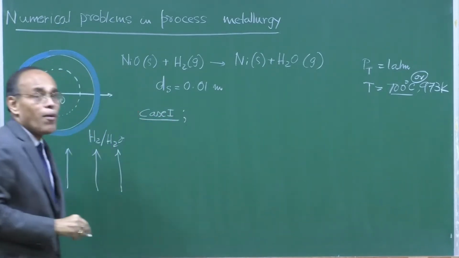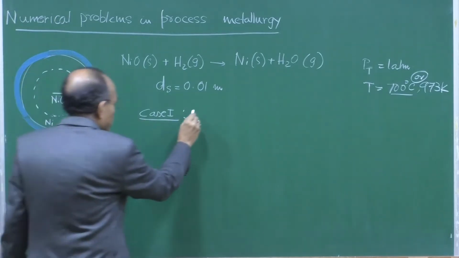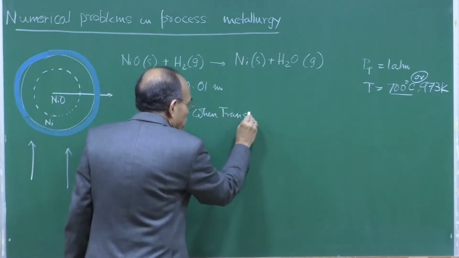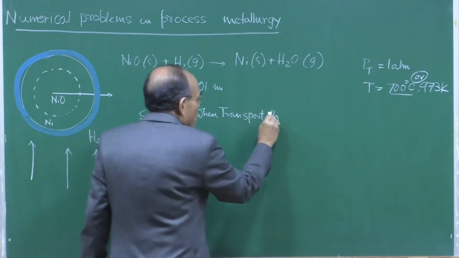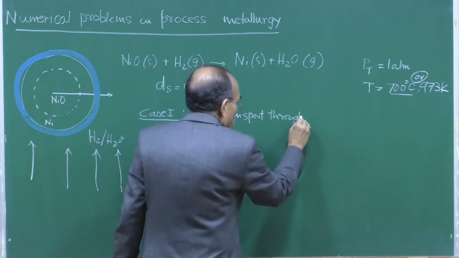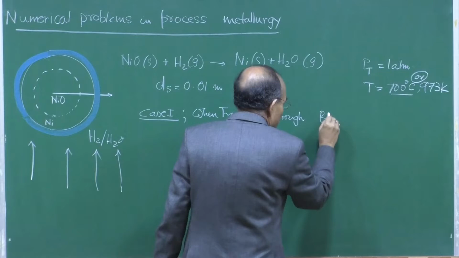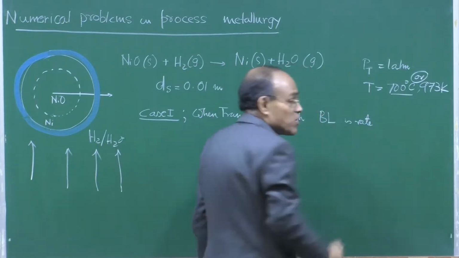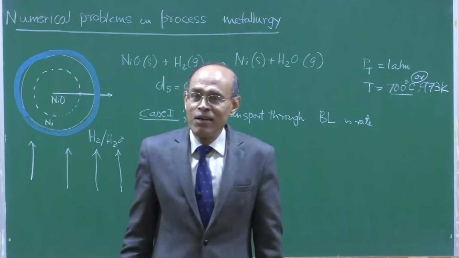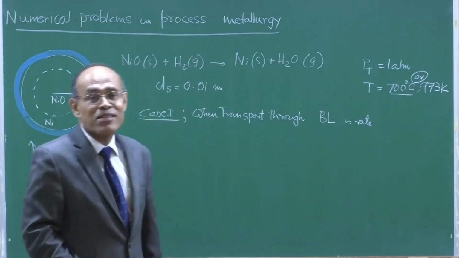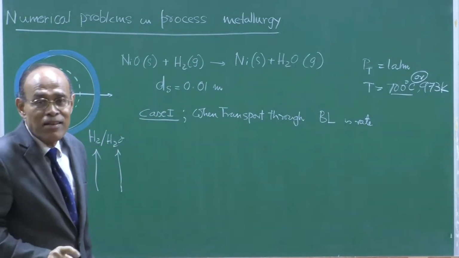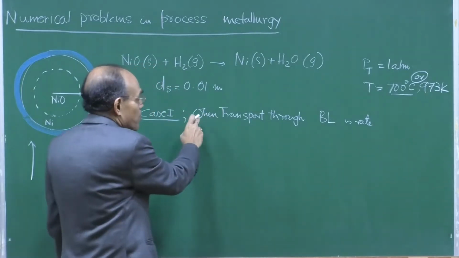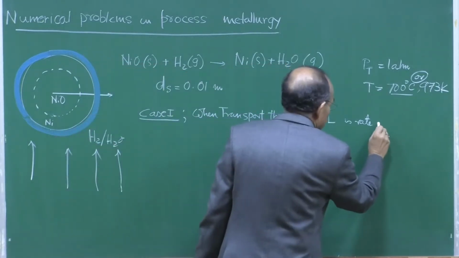When transport through the boundary layer is the rate limiting. Transport through the concentration boundary layer is rate limiting. That means all other steps can be considered to be infinitely fast, so therefore non-existent. The entire reduction process can be characterized in terms of one single kinetic step, and that is the transport across the boundary layer is rate limiting.